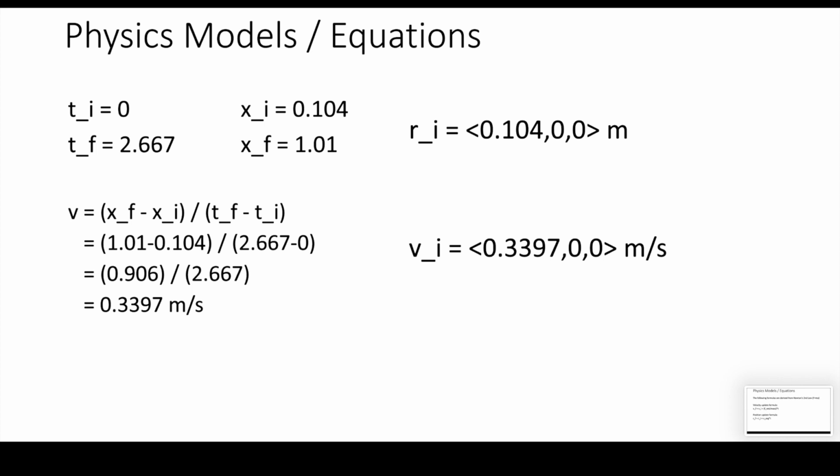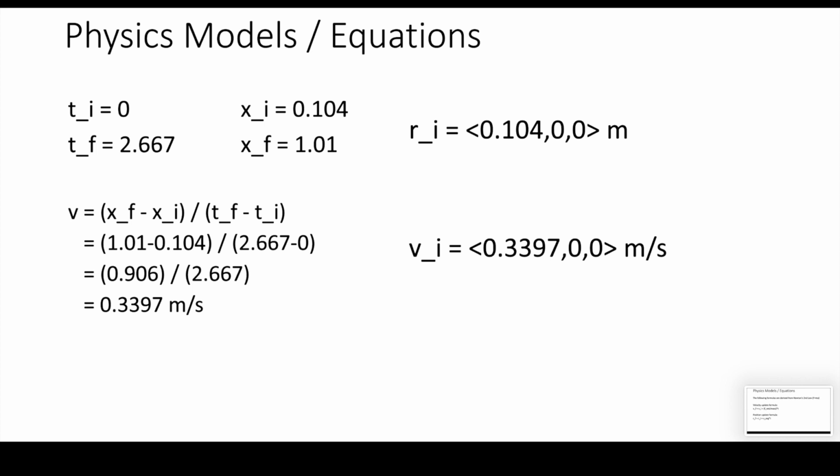According to the data we gathered, the initial time is 0, the final time is 2.667 seconds, the initial position along the x-axis is 0.104, and the final position along the x-axis is 1.01. To calculate the average velocity, we use x final minus x initial all over time final minus time initial, which gets us 0.3397 meters per second.